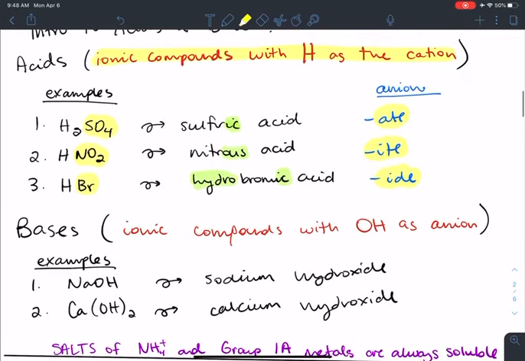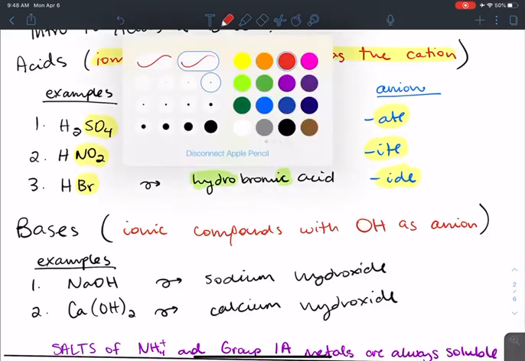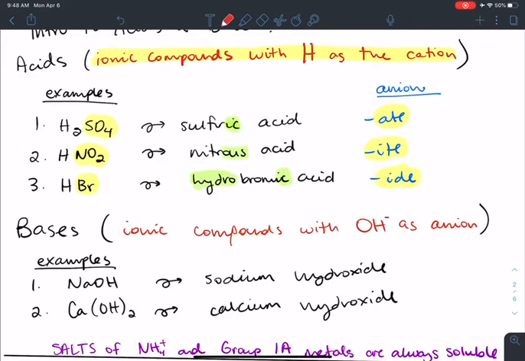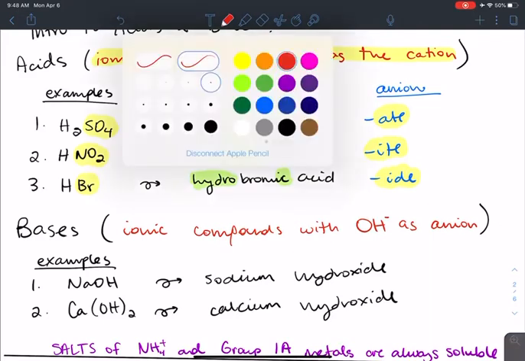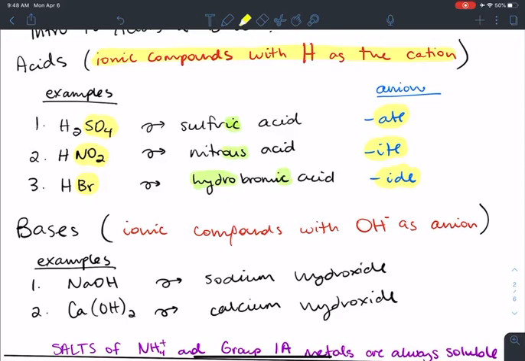So for bases, those were ionic compounds with hydroxide as an anion, and hydroxide has a charge of -1. The 2 examples that I have for naming the bases here are sodium hydroxide and calcium hydroxide. I think these are definitely more straightforward than naming acids because you just name whatever the cation is and then hydroxide. The 2 in calcium hydroxide comes because calcium has a positive 2 charge, so you need 2 of the -1 hydroxides to balance that out.